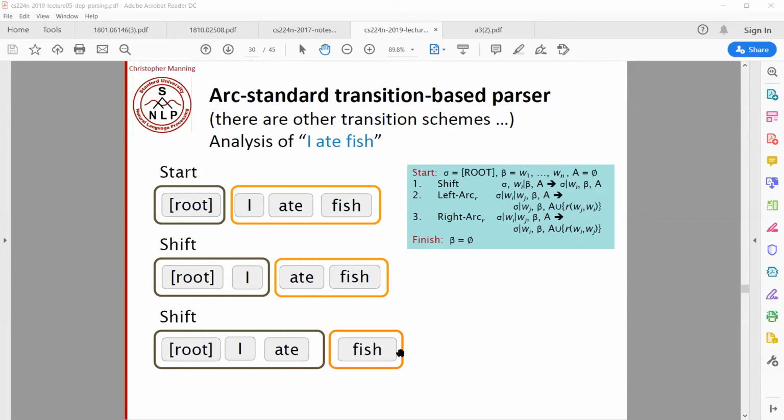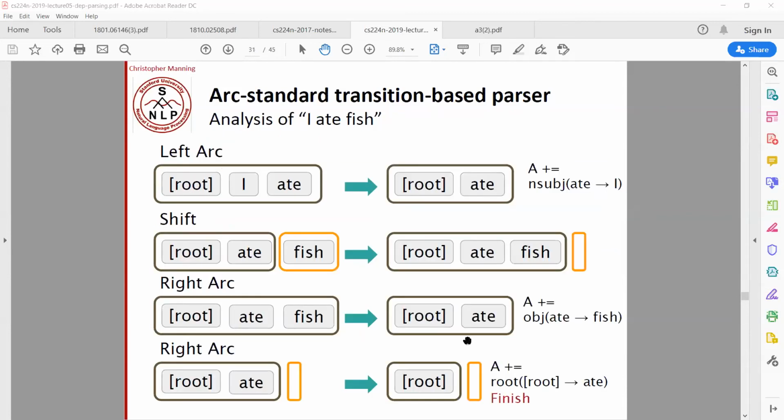Now we have two words to compare, and it compares these two words and decides that ate is the root. So it's built this arc that goes from ate to I, a dependency arc that shows that I depends on ate. So far, so good?